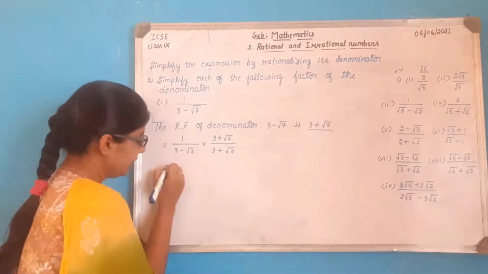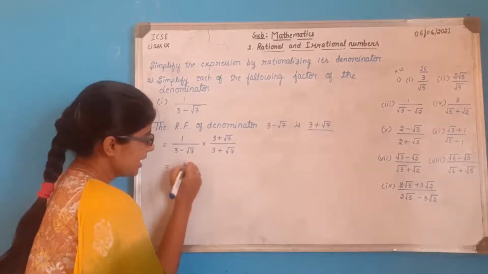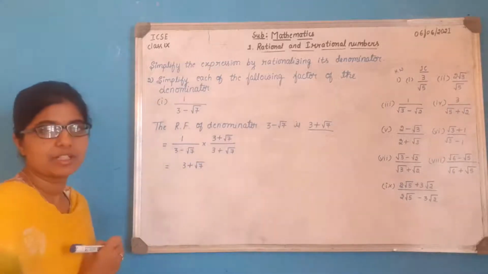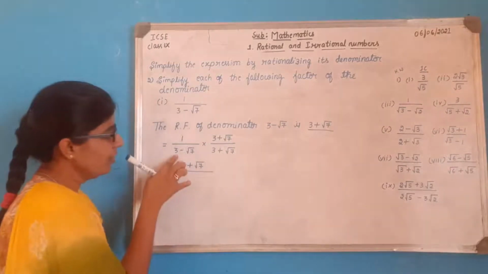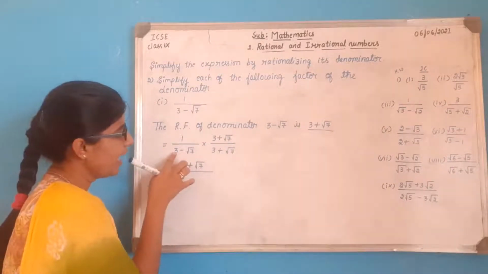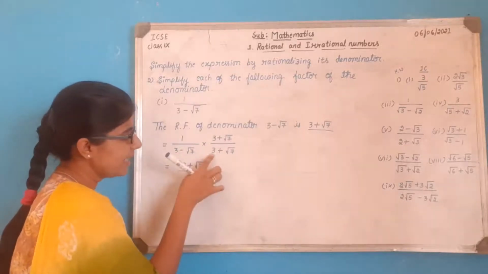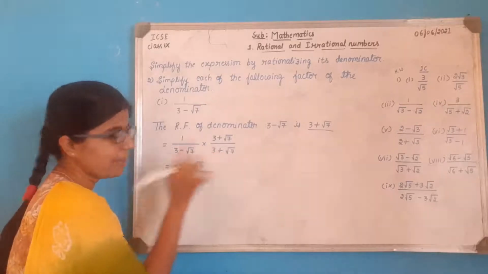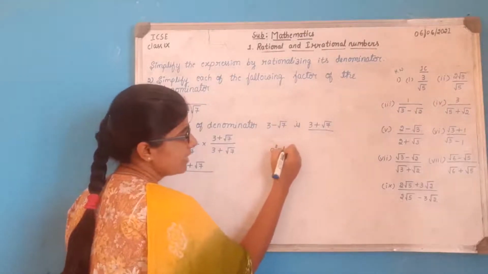Now multiply 1 into 3 plus root 7, that is 3 plus root 7, divided by, so observe here, the denominator is in the form of a minus b into a plus b, right? This is the a value, this is the b value. That means a minus b into a plus b, which is in the form of a square minus b square.